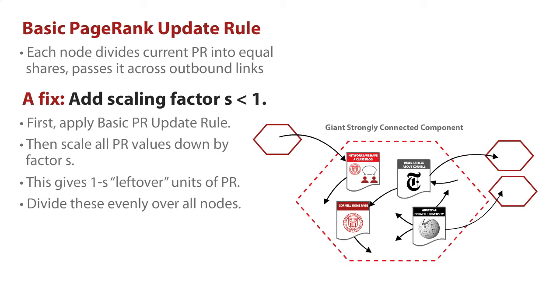We're going to distribute this completely evenly across all nodes. Okay, so it's going to rain back down over the whole graph, 1 minus S units divided evenly over all n nodes of the entire graph. That means if stuff has been flowing out of, say, the giant strongly connected component, it can get brought back in by evaporation and then by this raining over everything. Okay, that is the scaled PageRank update rule. Apply the basic update rule, scale everything down by S, take the 1 minus S leftover units, divide it up evenly over everything. Right, that's one update.